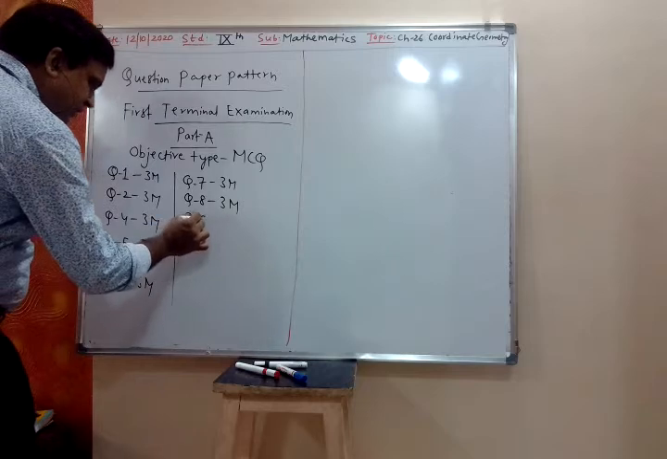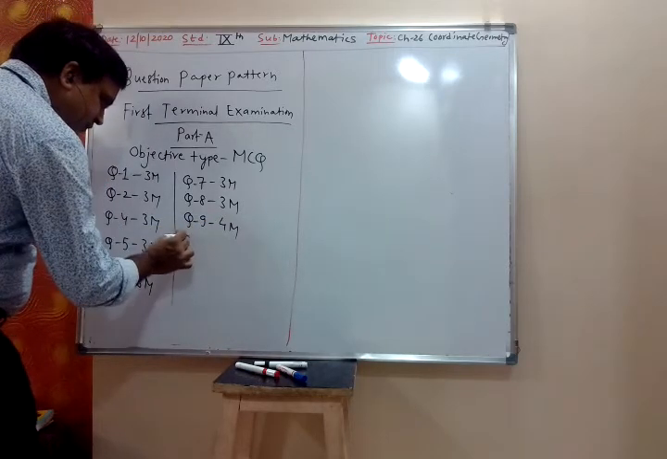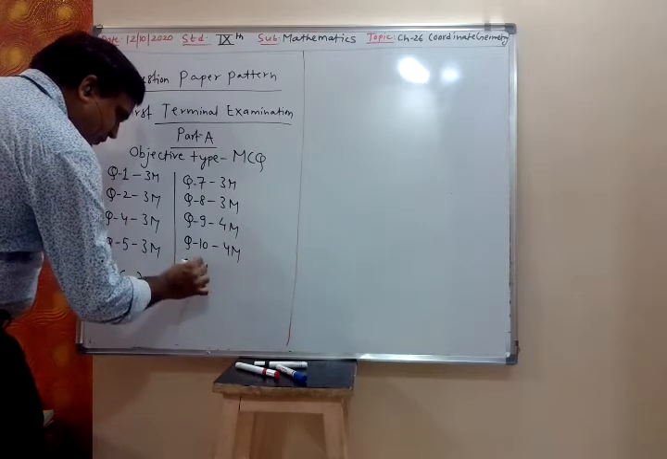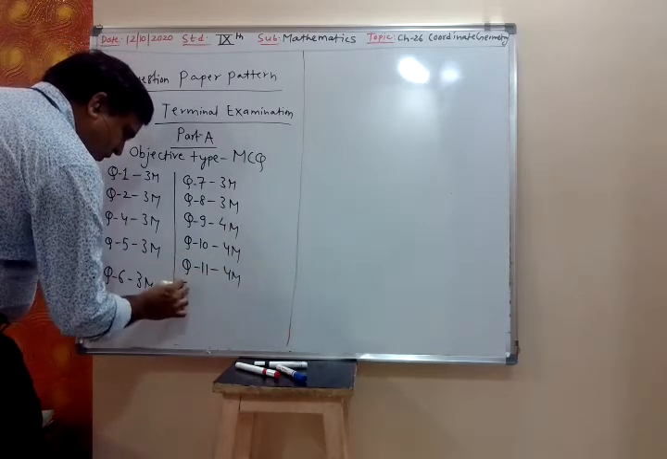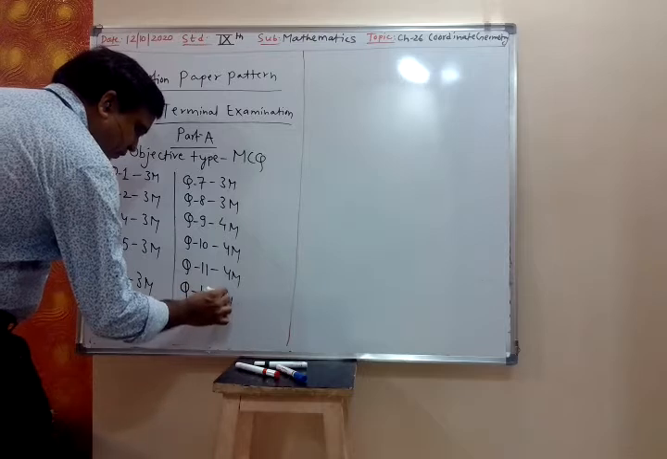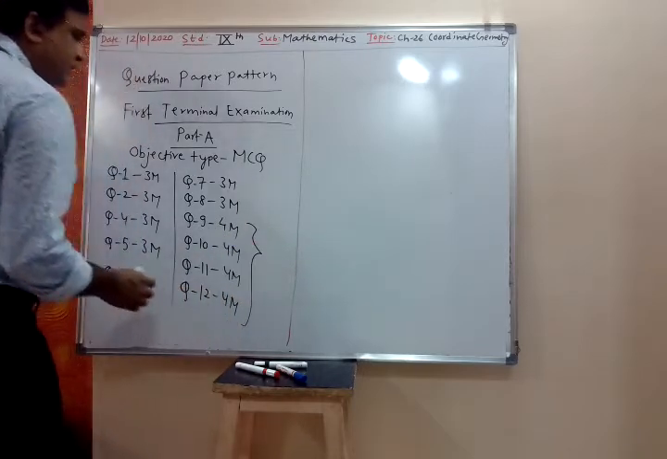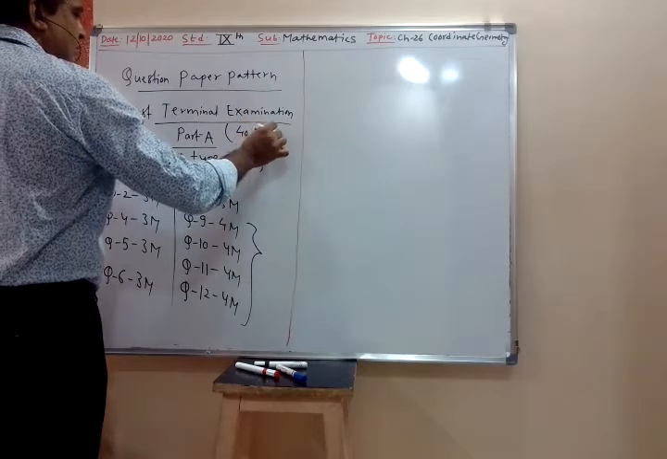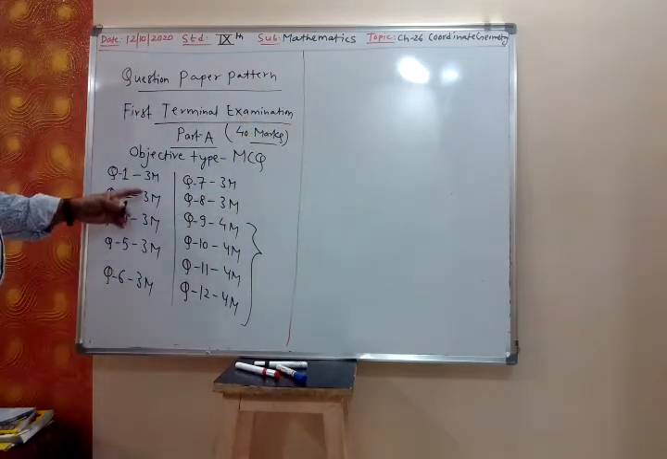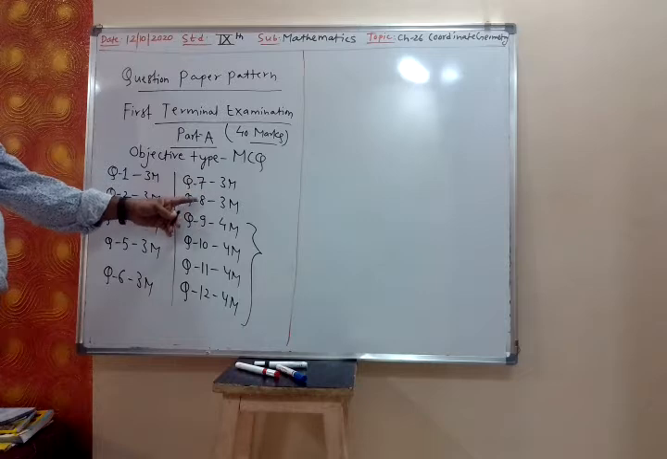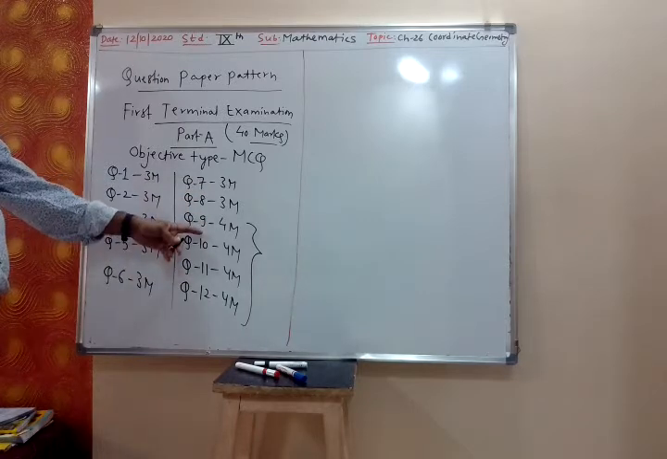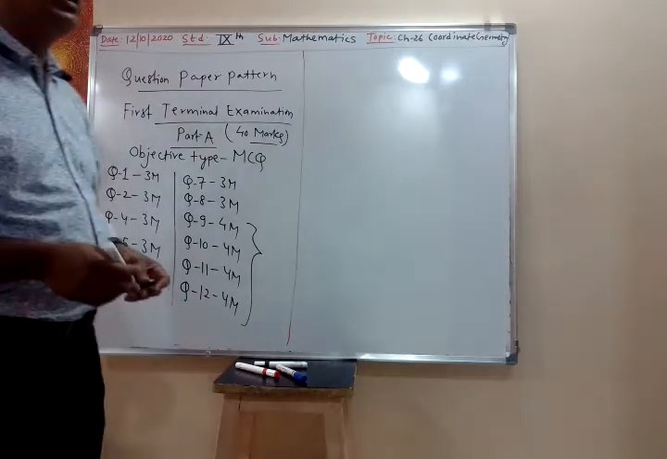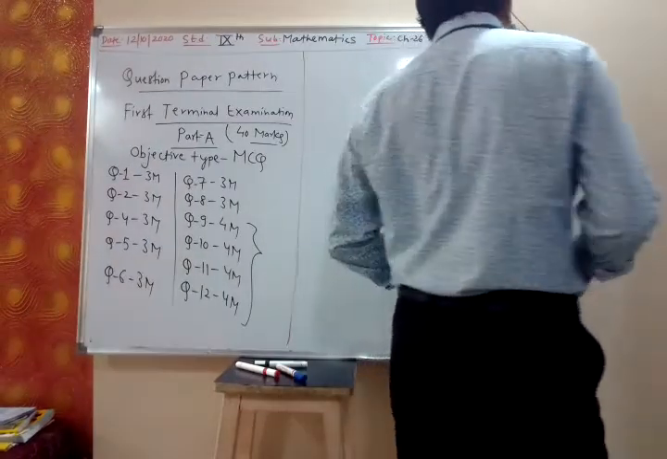Then question number 9 will be 4 marks. Question number 10 will be 4 marks. Question number 11 will be 4 marks. And question number 12 is 4 marks. So there will be 4 questions of 4 marks, and the total will be 40 marks. So 8 questions of 3 marks, that is 24, plus 4 questions of 4 marks, 16. 24 plus 16 is 40 marks. So part A will be completely objective type. You have to click the correct answer.